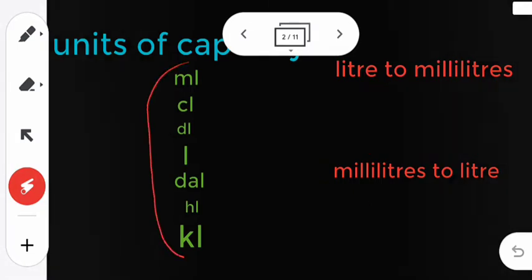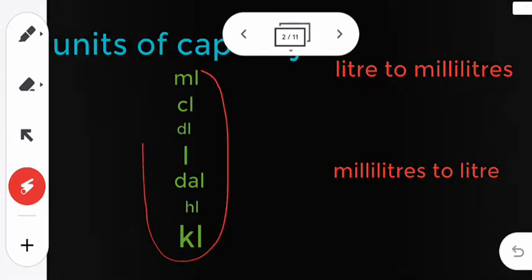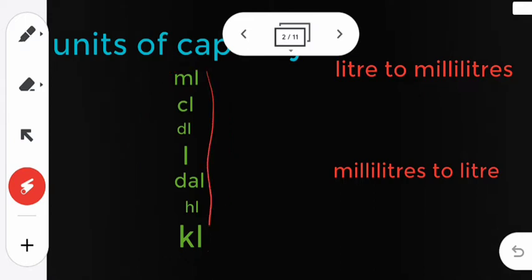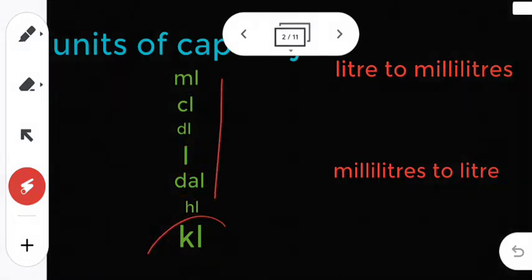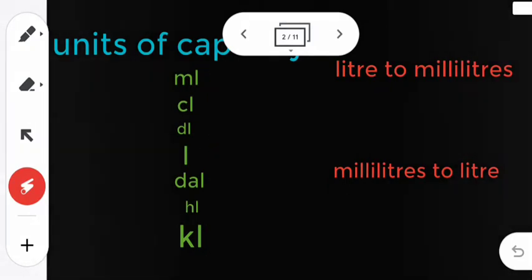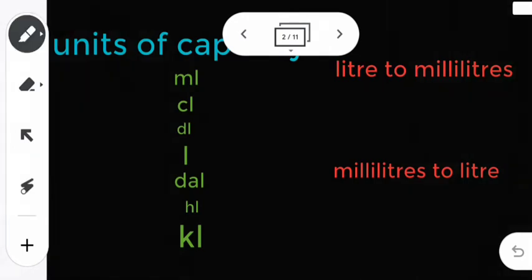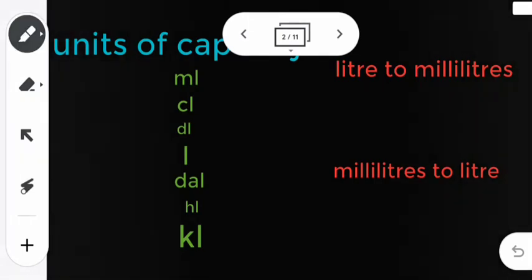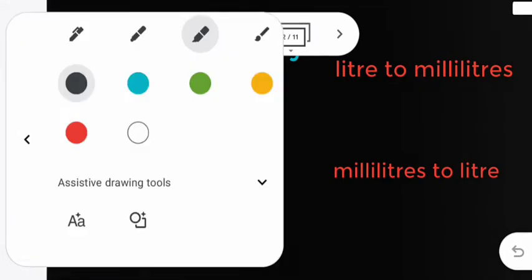Here I have arranged the units of capacity in order from small to big. I have written first milliliter, centiliter, deciliter, liter, decaliter, hectoliter, kiloliter. So these are the order. When you write this order, it will be easy for you to find whether to multiply or divide, and by which number to multiply or divide. Okay, let's see now.